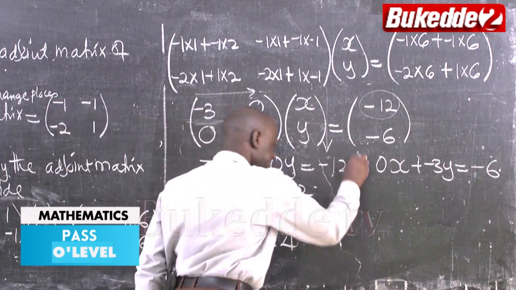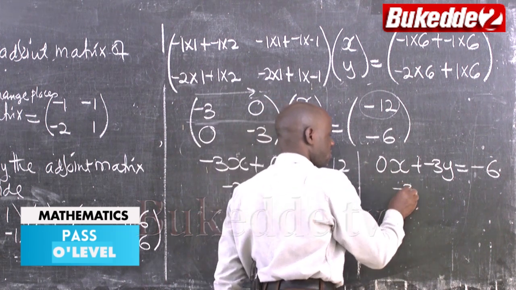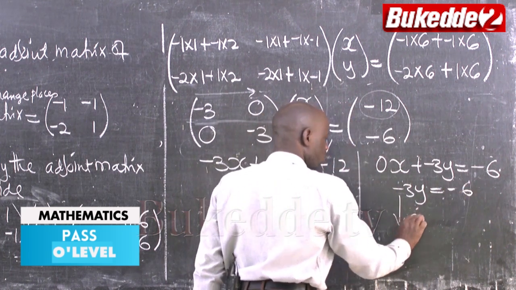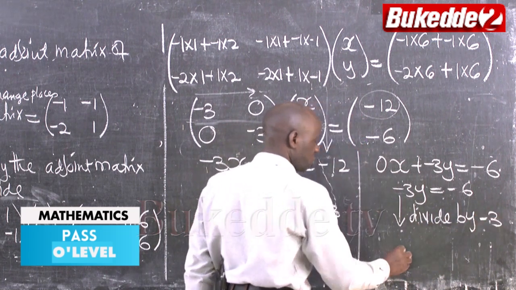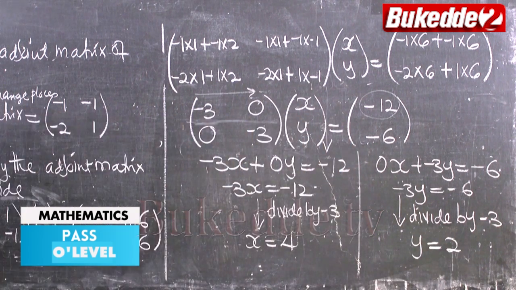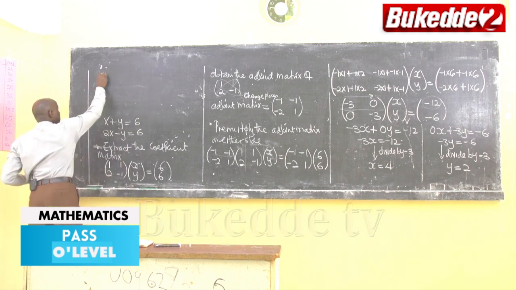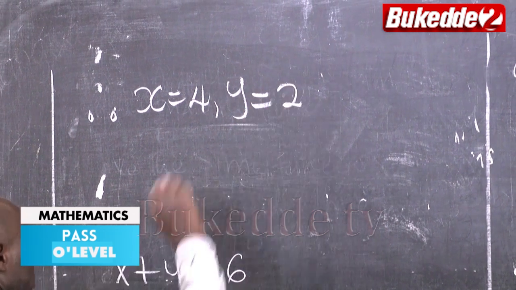On this side here, we are going to drop the 0, and then we are going to have negative 3y is equal to negative 6. So what we do here, we are going to divide by negative 3. And this is going to give us y as 2. So we come here and say that therefore our solution is x is equal to 4 and y is equal to 2.